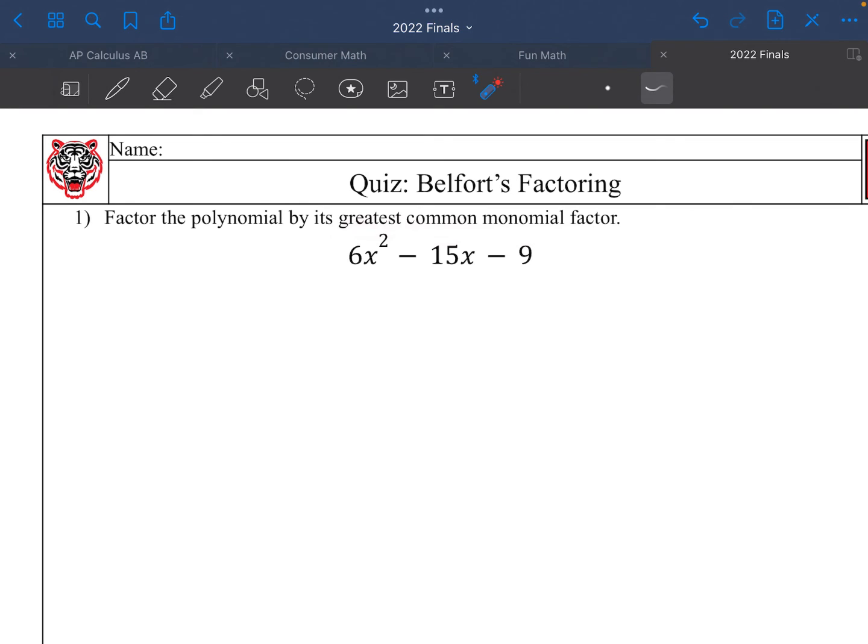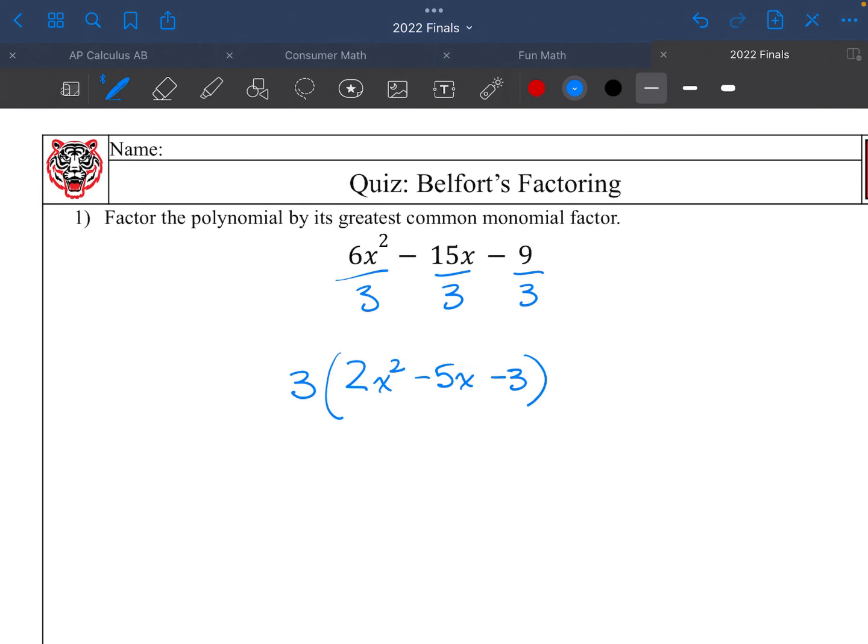So what is the greatest common factor? What can I evenly divide each of these by? Can I divide all of them by 6? No, can't divide. Okay, I can divide them all by 3. So if I divide each of them by 3, that means 3 is being pulled out, and that leaves a 2x squared, a minus 5x, and a minus 3. All right, so that was the first step, and I still need to factor this inside more.